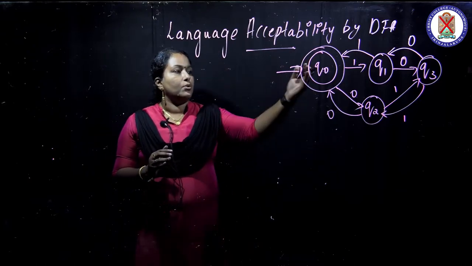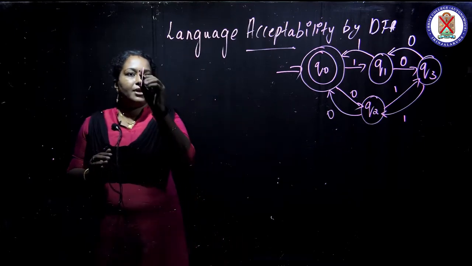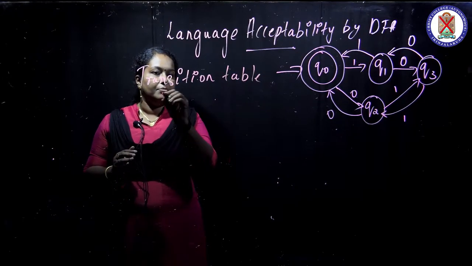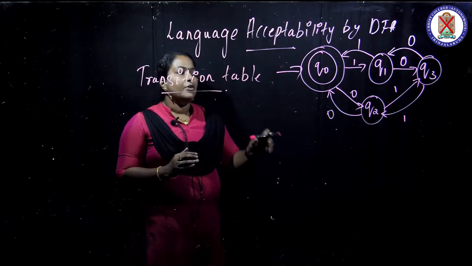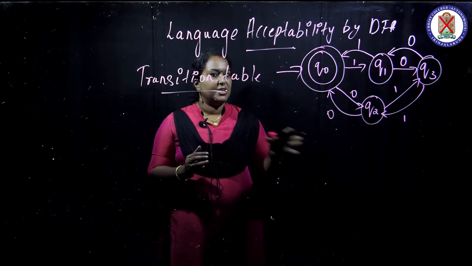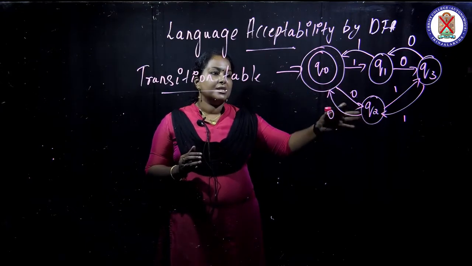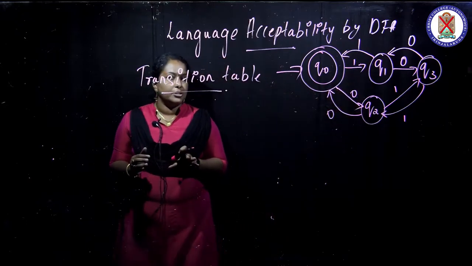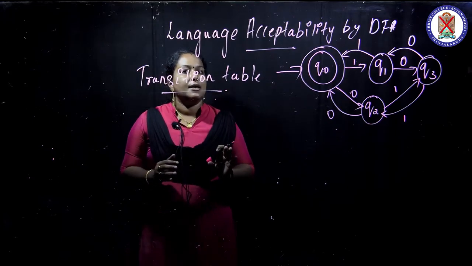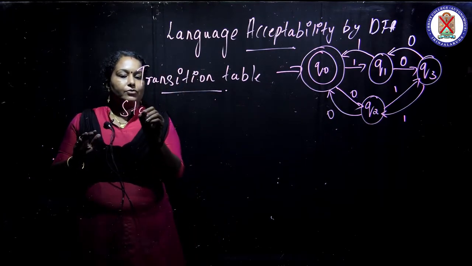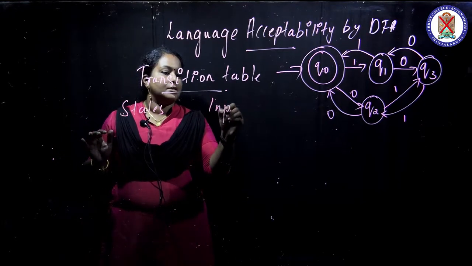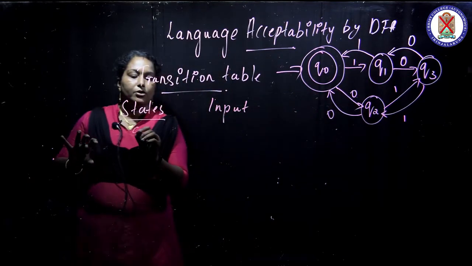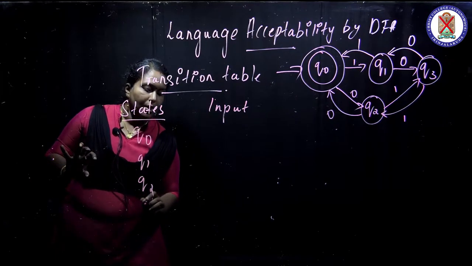The next representation of a DFA is the transition table method. I will always say the transition diagram is the easiest method compared to the transition table. So if you have to represent anything in a transition table, better draw the transition diagram first and then map it to the transition table, because otherwise errors will come. In a transition table, we have two columns, state and input. In the states we list Q0, Q1, Q2 and Q3.